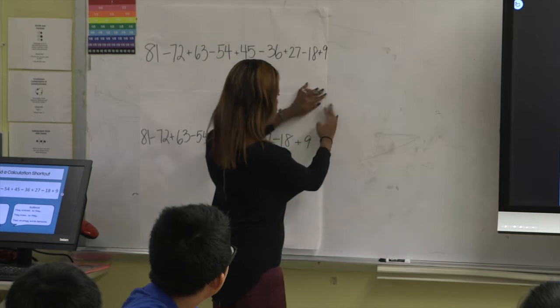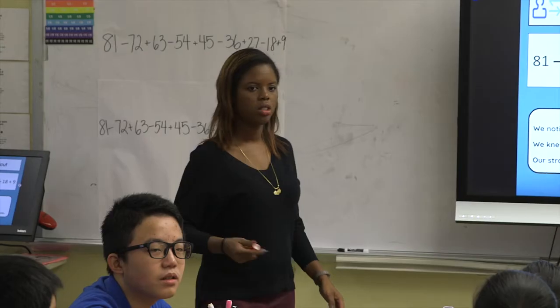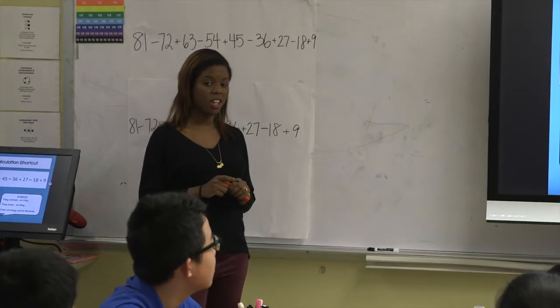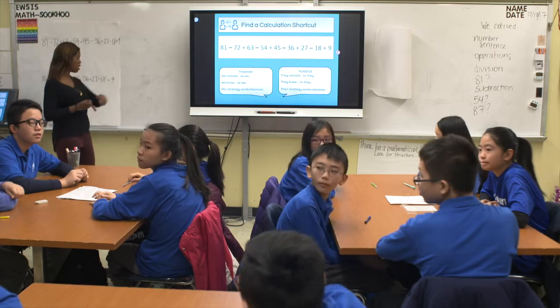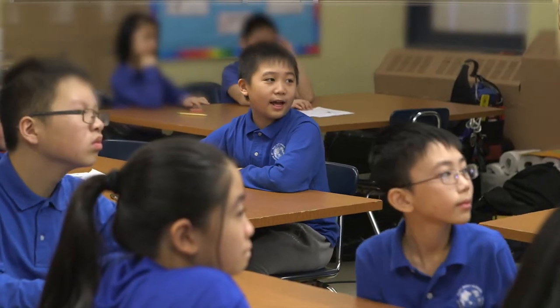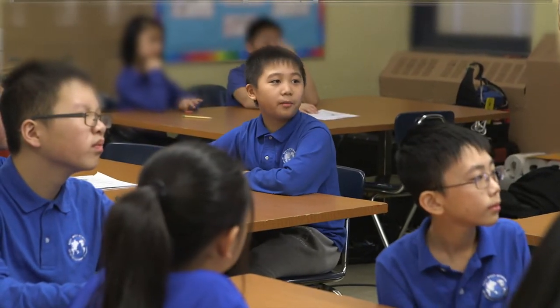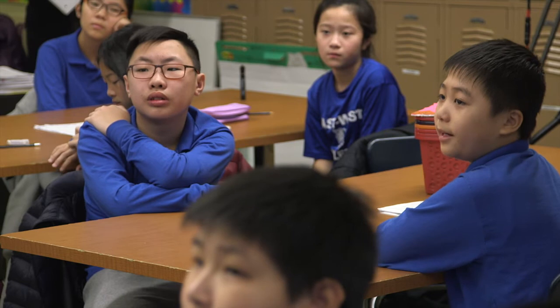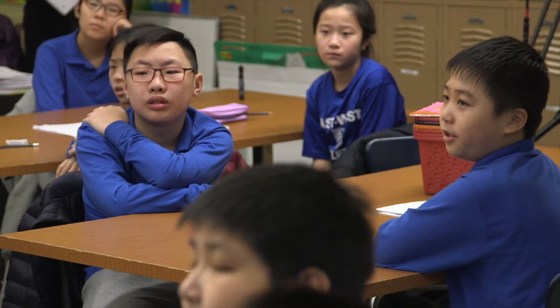All right, so anyone want to volunteer to repeat Andy's strategy? What he used? Want to try? Jackie, go ahead. Remember to use the sentence stems. They noticed that all of the numbers on the board were multiples of 9, so they said that they divided each number by 9, and then they could just subtract and add normally.